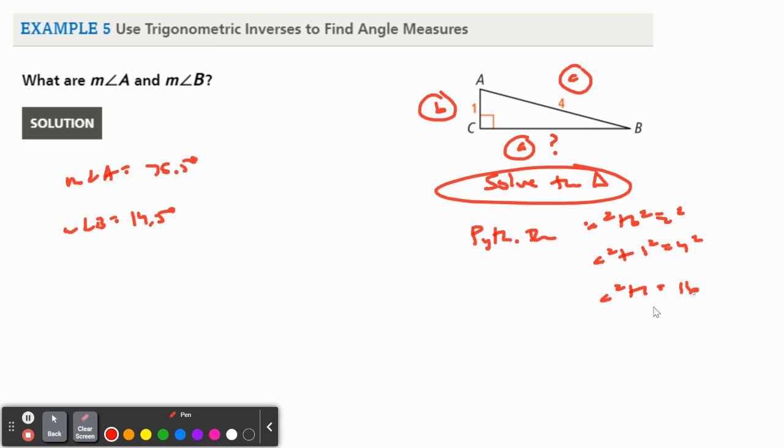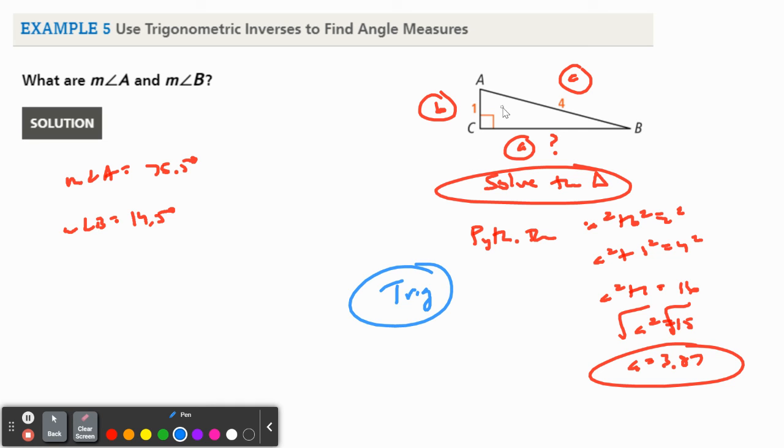A squared plus 1 equals 16, subtract 1, A squared equals 15. Take the square root. I would not round this nicely, I would just take the square root of 15. And the square root of 15 is going to be something like 3 point something. 3.87, sure. So there's A. That's the missing side, 3.87. Okay. Now, what if I want to use trig to do that? Let's use trig.